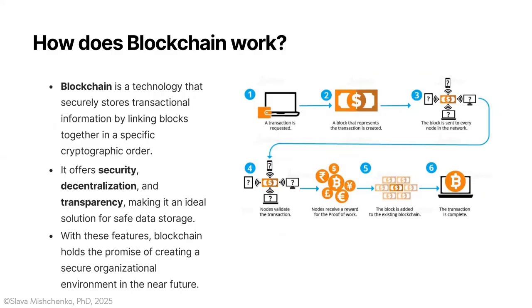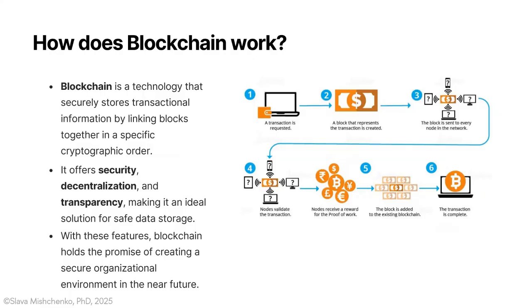So it all begins with step one, as you can see, where someone initiates a transaction request from their computer. And this could be anything from sending cryptocurrency to executing a smart contract. And in step two, the system creates what we call a block to represent this transaction. So you can think of it as a digital package containing all the transaction details: amount, sender, receiver, and timestamp. And now here's where it gets interesting.